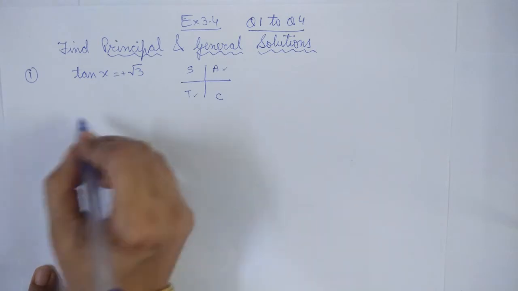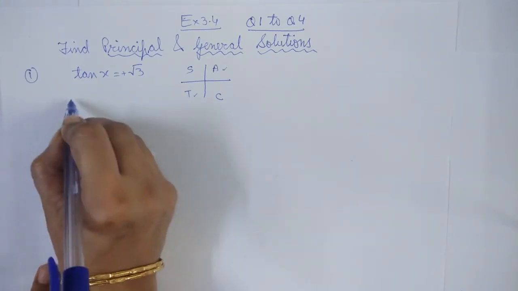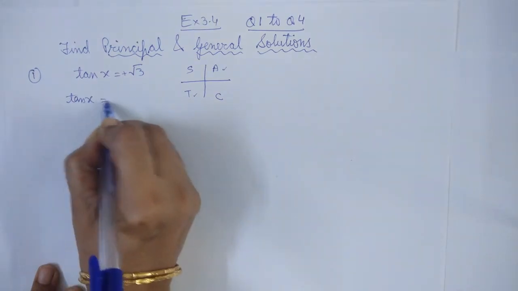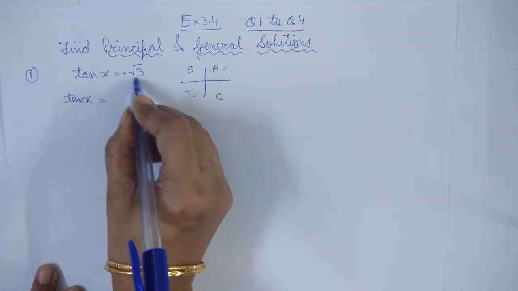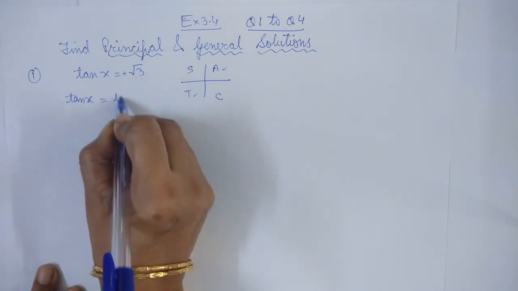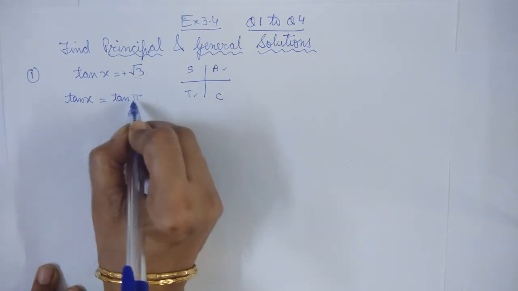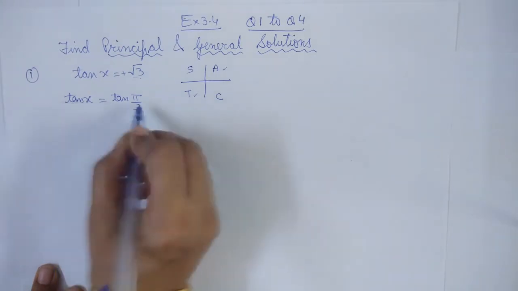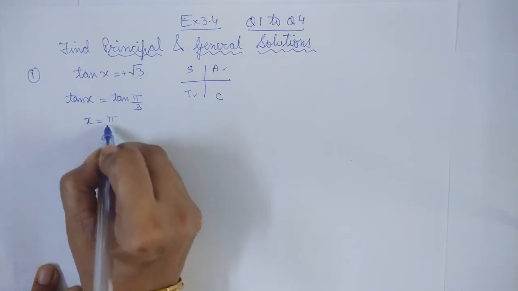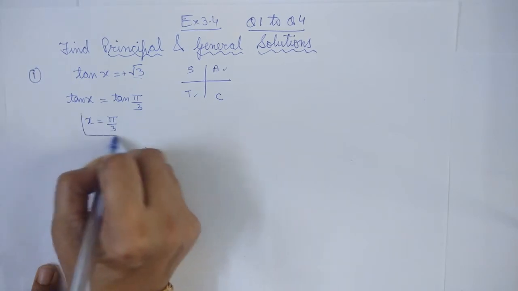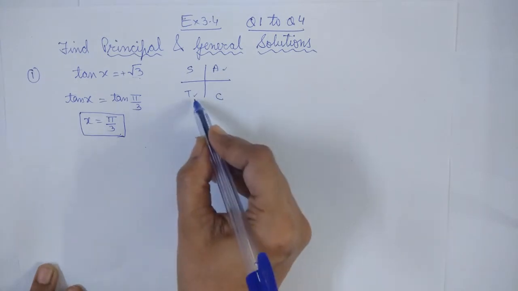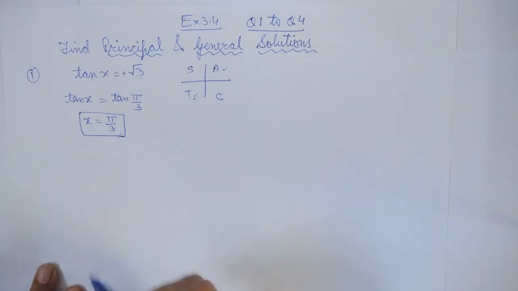To find out the principal solution, since it lies in the first quadrant, tan x equals root 3. Root 3 we can write as tan pi by 3. So by comparing both of them, we get one principal solution as x equals pi by 3. The second value lies in the third quadrant.